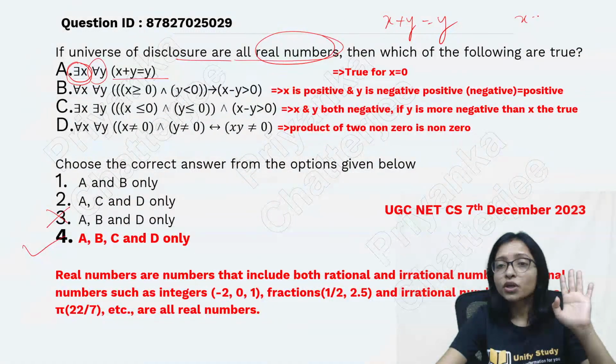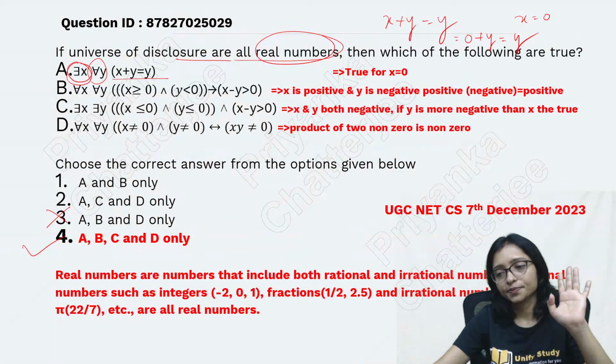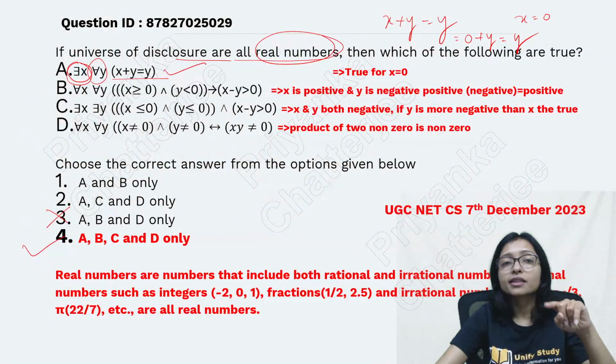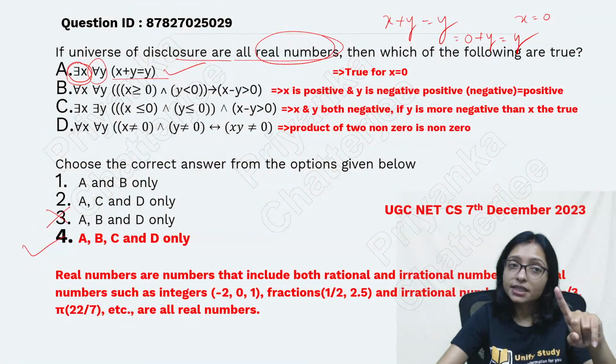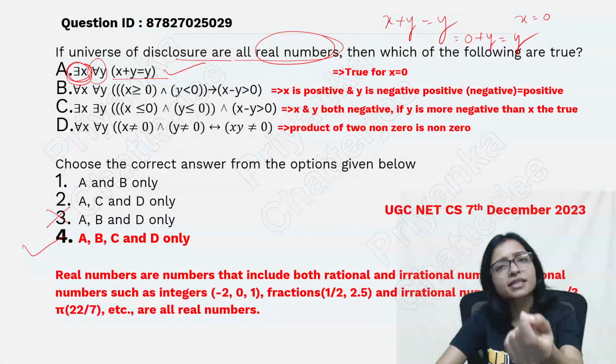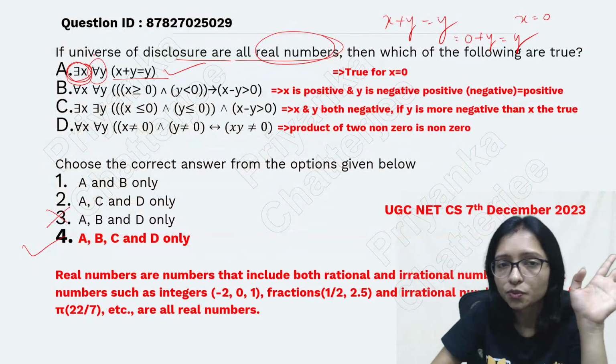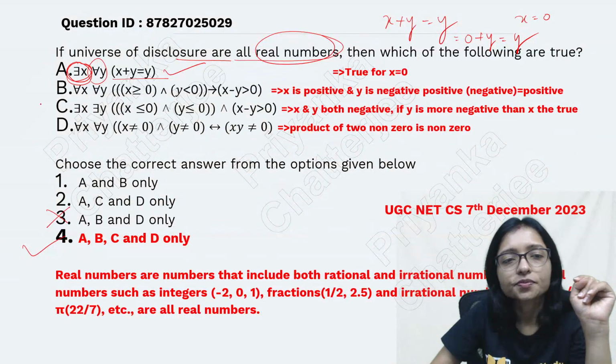If I am able to satisfy it for any one x, that will be true. So if I put x equals 0, then this will be 0 plus y equals y. So I am able to prove that it is correct. That's why this is correct, because it is there exists. If I am able to prove it for one example, true means it is true.